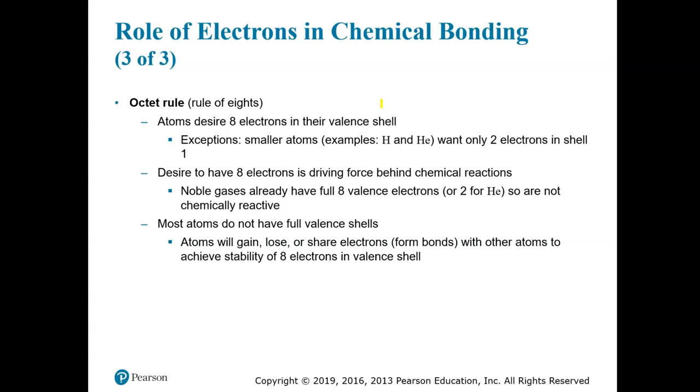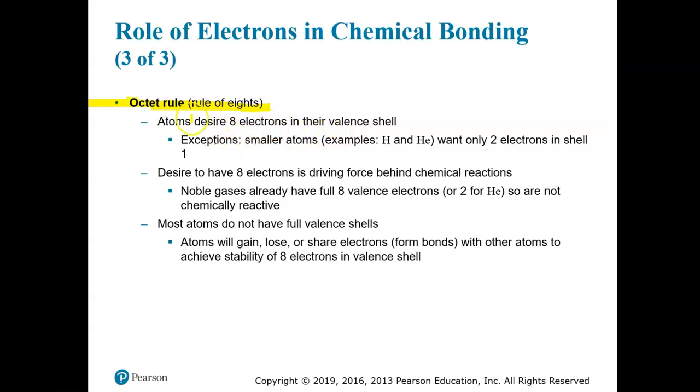So to understand how ionic bonds and covalent bonds form, we have to understand something called the octet rule, or the rule of 8s. And that is that atoms desire 8 electrons in their valence shell. In other words, when they don't have 8 electrons in their valence shell, they are unstable and they tend to react, like explode or form chemical reactions. So atoms are always seeking to fill their valence shell with 8 electrons.